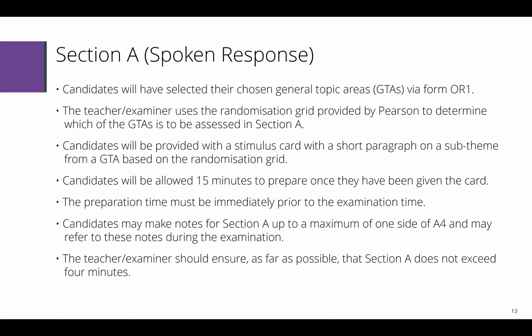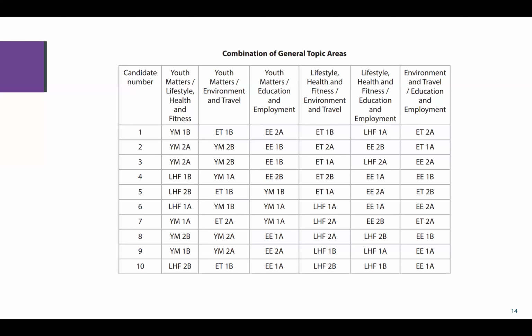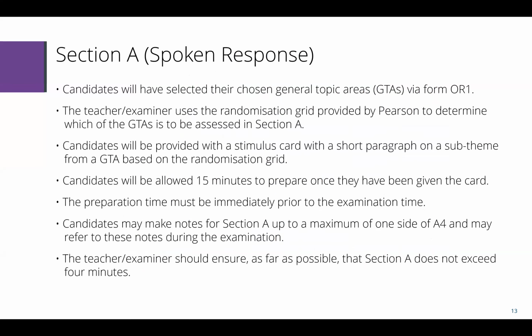So the candidates are provided with a stimulus card. And for that candidate, it will be Education and Employment Card 2A. So that's how that works, okay? So you need to have your list of candidates. You need to know which general topic areas they have chosen, and then you can work out which of those cards they are going to receive.